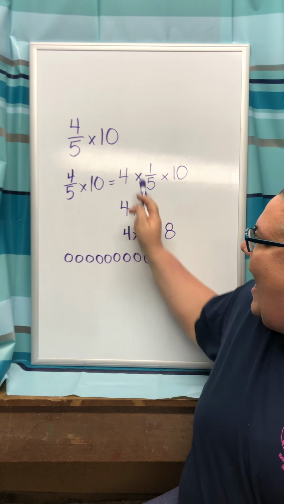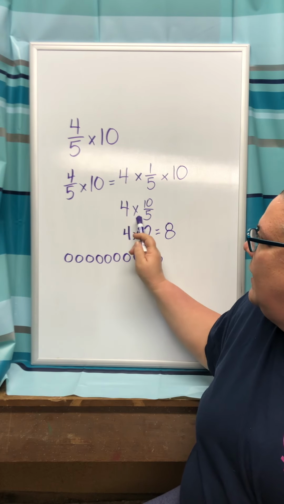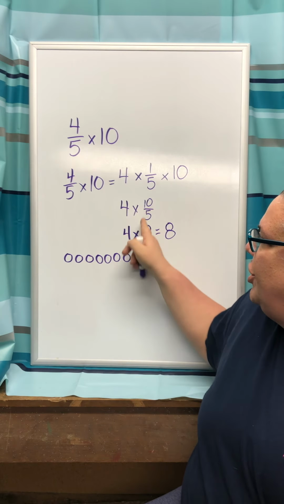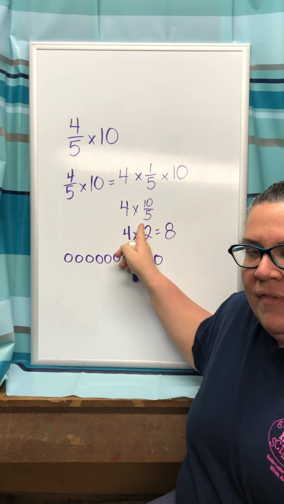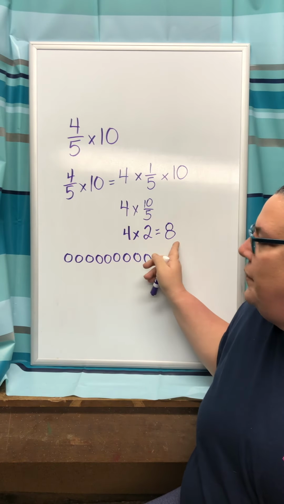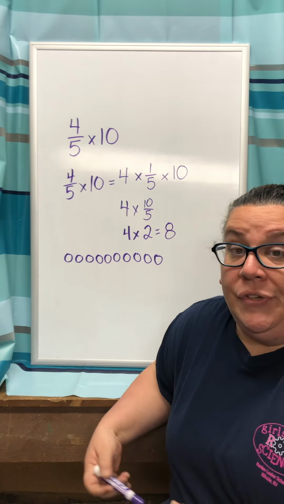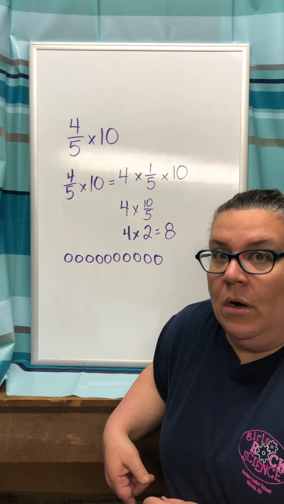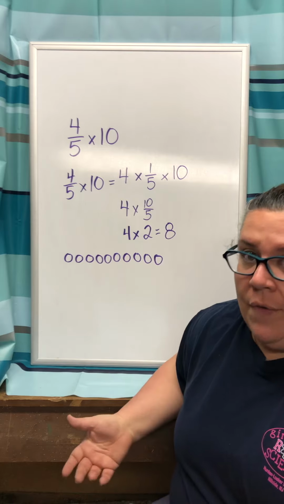She then took that and did 4 times 10/5, and then she knew that 10/5 in proper fraction is equal to 2, so she did 4 times 2 is 8. And what they wanted us to do is use the model in order to show that her answer of 8 is correct.